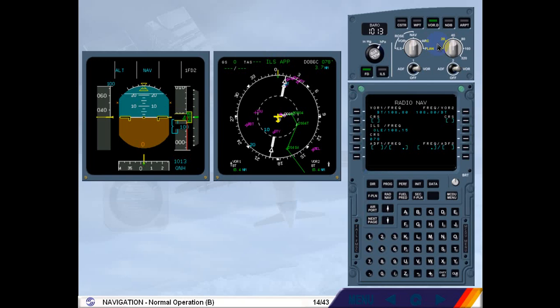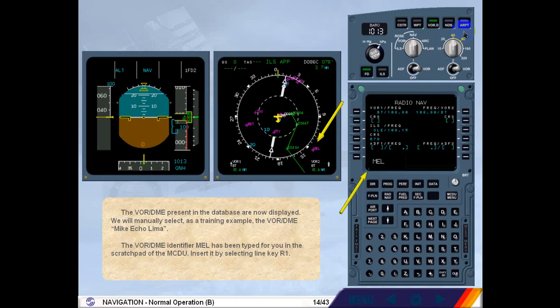The VOR DME present in the database are now displayed. We will manually select, as a training example, the VOR DME Mike Echo Lima. The VOR DME identifier MEL has been typed for you in the scratchpad of the MCDU. Insert it by selecting line select key right 1.